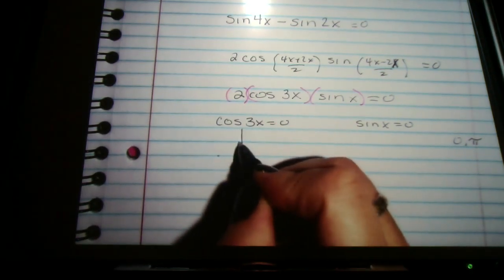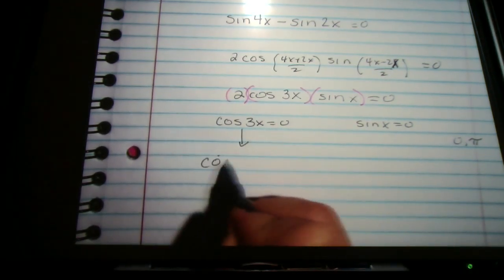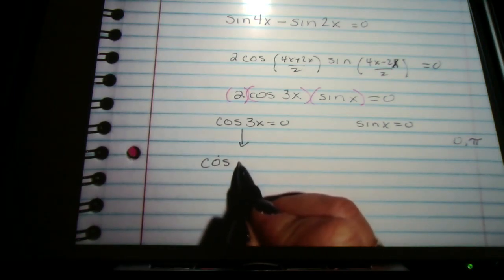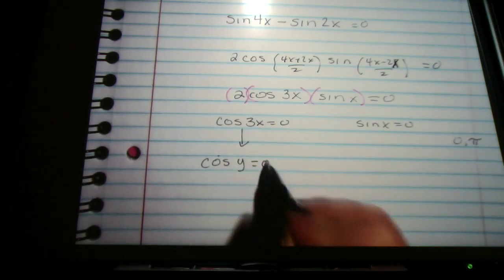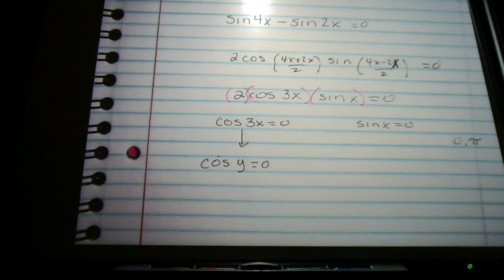So this one, I first need to know when will the cosine of something equal 0? How about pi over 2 and 3 pi over 2? Cosine's the first one.